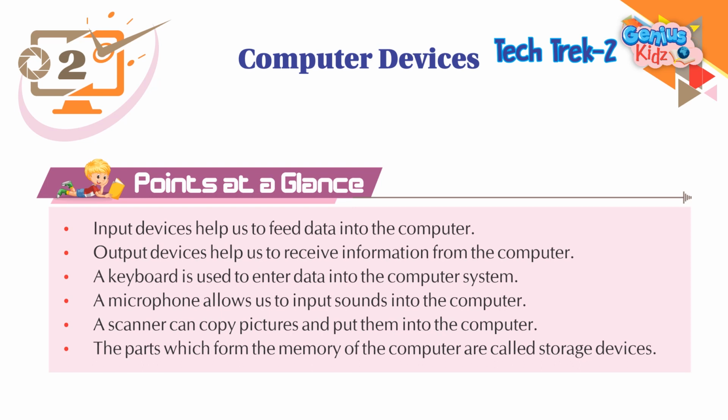Points at a glance. Input devices help us to feed data into the computer. Output devices help us to receive information from the computer. A keyboard is used to enter data into the computer system. A microphone allows us to input sounds into the computer. A scanner can copy pictures and put them into the computer. The parts which form the memory of the computer are called storage devices.